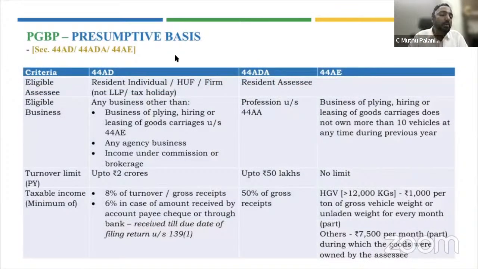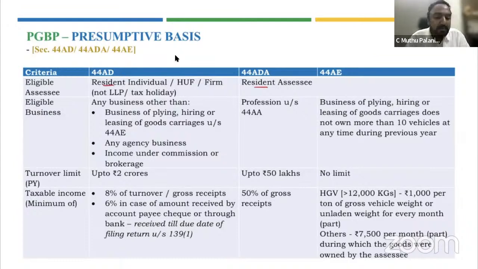Now we have been talking about presumptive taxation. What exactly is presumptive taxation? We will discuss 3 presumptive taxations. All the 3 are applicable only for residents: 44AD, 44ADA, and 44AE. 44AD is only applicable for individuals, HUFs and firms, not even for LLPs, whereas 44ADA and 44AE are applicable for all resident assessees.